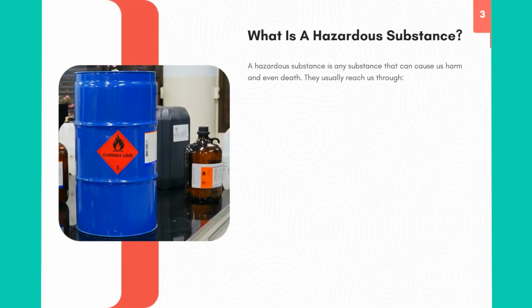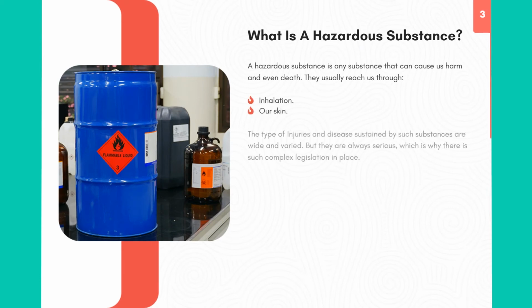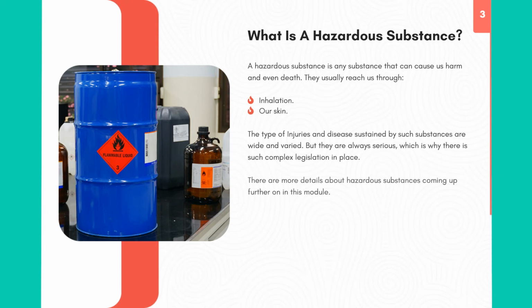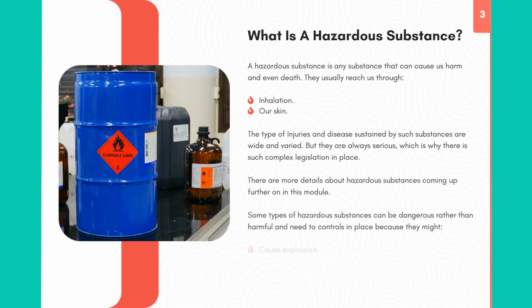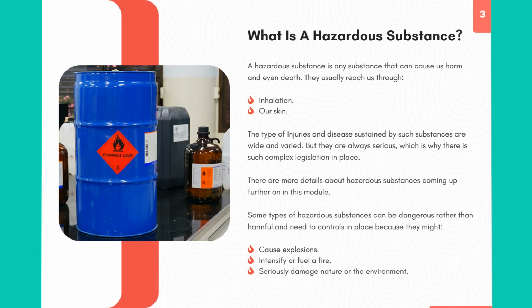What is a hazardous substance? A hazardous substance is any substance that can cause us harm and even death. They usually reach us through inhalation or our skin. The type of injuries and disease sustained by such substances are wide and varied, but they are always serious, which is why there is such complex legislation in place. There are more details about hazardous substances coming up further on in this module.